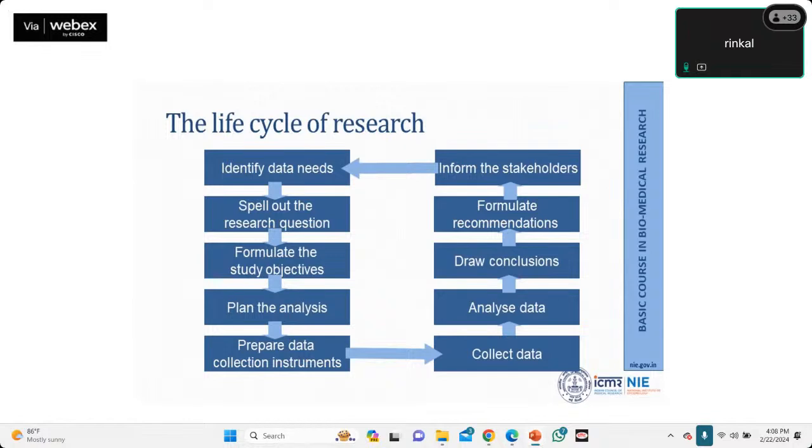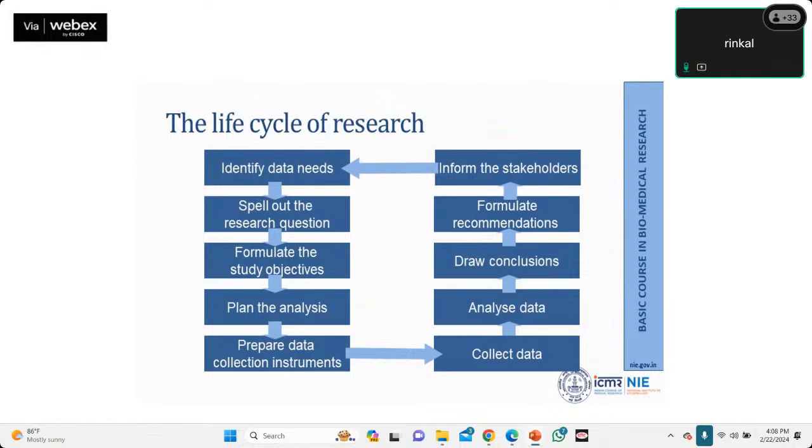Okay, you must have seen these slides. So, identify data needs, where we have the lack of data, where we can then frame the question or the problem. That is, we spell out the question and then we formulate the study objectives, and then methods and analysis, planning of the analysis rather, and then we can prepare data collection instruments, collect data, analyze data, draw conclusions, formulate recommendations, and inform the concerned stakeholders.